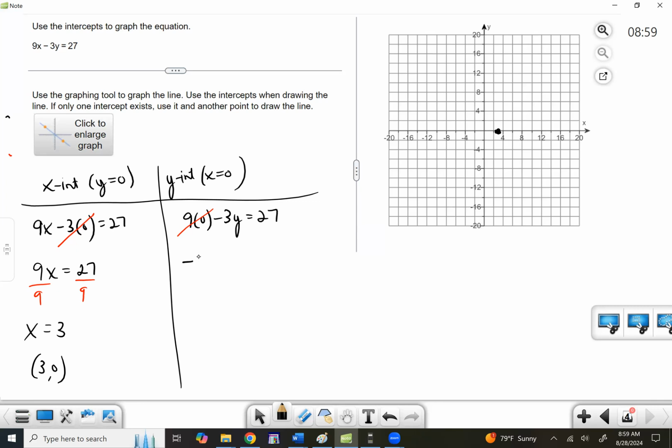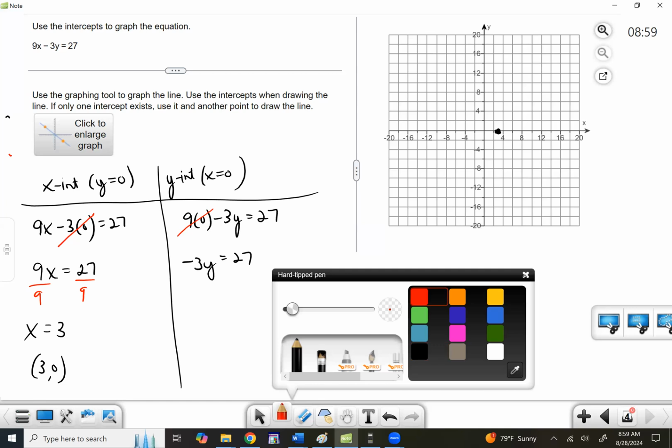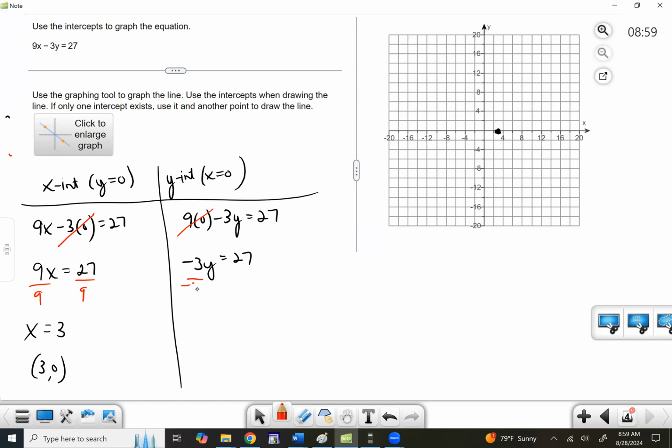All right, now let's take a look at the second one. We have negative 3y equals 27. Since that negative 3 is multiplying by the y, we're going to divide to get rid of it. So we have y equals negative 9. So remember, x was 0. That's what we plugged in for the x. And so the y is going to be your negative 9.